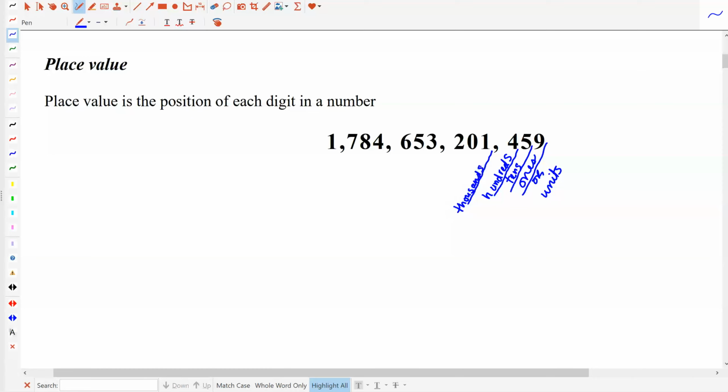The next position after that would be the 10,000s, and the next position after that would be the 100,000s. We repeat the language that we used in that first set every time we move over to the next set of 3. Then when we move over to the next position, we get into our millions.